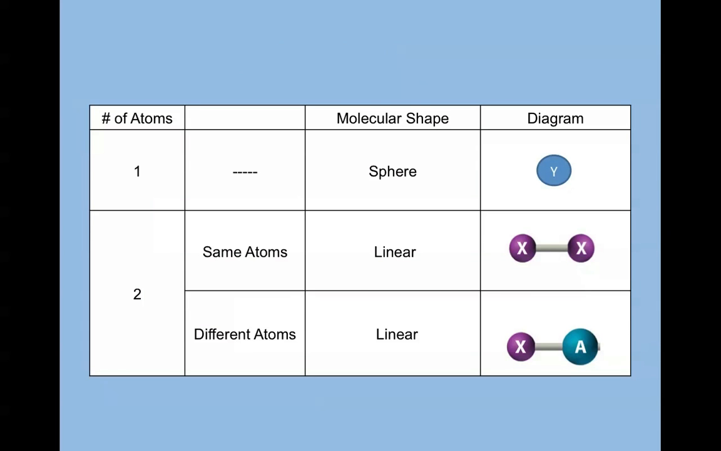All right, 1 and 2 atoms is pretty simple. One atom is just simply that it's a sphere, and I think that's pretty self-explanatory. You have a single atom. For 2 atoms, they're both going to be referred to as linear.